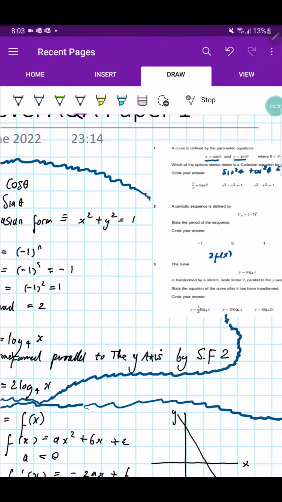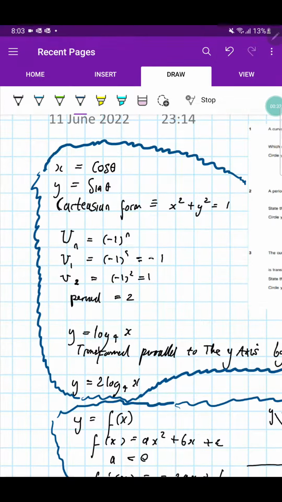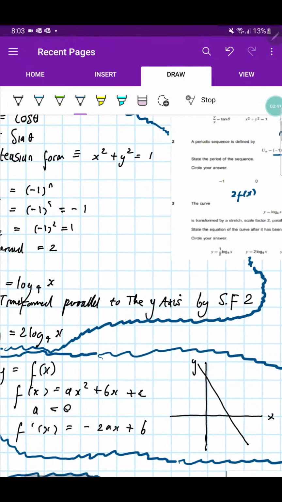Now for part 2 of the question, it says the periodic sequence is defined by u of n equals minus 1 to the power n. If we substitute n equals 1, we get minus 1. If we substitute n equals 2, we get 1. So the difference between them is going to be 2 terms, so the period is going to be 2.